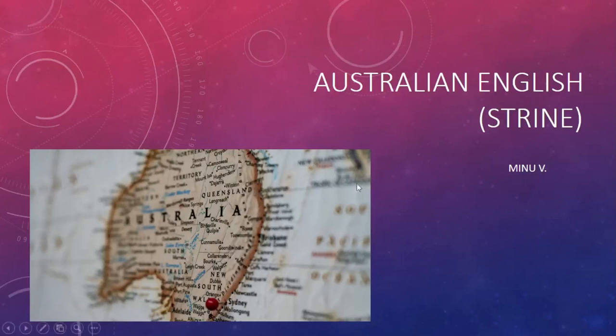So let's start today's topic. Today we are going to discuss Australian English. We already discussed certain varieties of English, like British English, American English, etc. In this class, we will learn what the variety of English in Australia is like. Australian English is also called Strine. It's not that popular a term, it's not used that much, but it has this name, Strine.